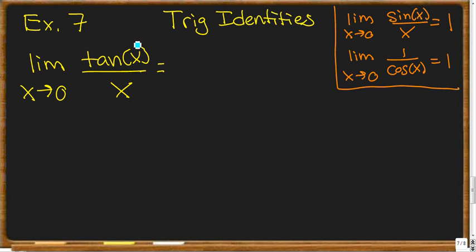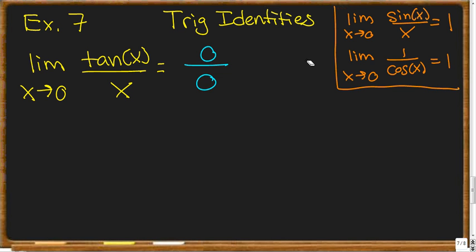So again, if we plug in 0, from earlier in the video, the tangent of 0 is 0. So if we plug these in, we're left with 0 over 0, which is the indeterminate form. So we've got to figure out a way to deal with this. We've got to use these to our advantage.